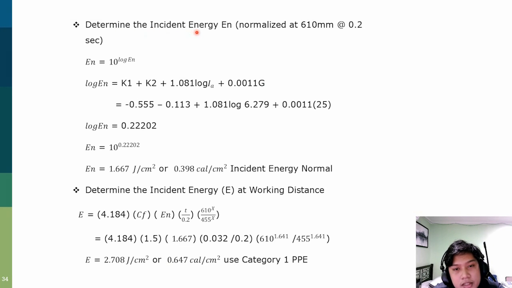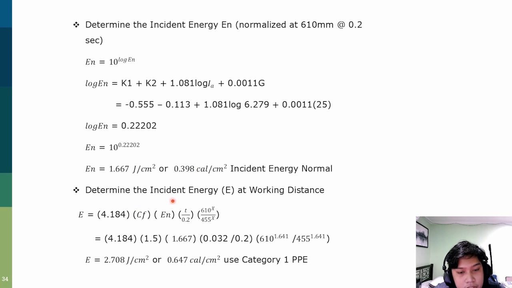Determine the incident energy En, that is normalized at 610 millimeter at 0.2 second. So this is the formula. The formula for log En is this one. Substituting the variables we have, the result is this one. Solving for En, we got 1.667 joule per square centimeter or 0.398 calorie per square centimeter.